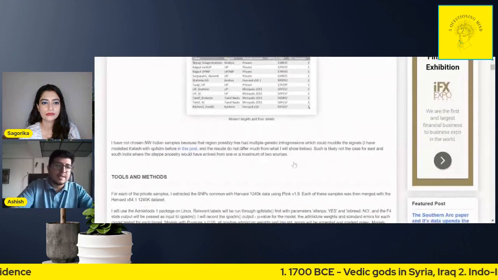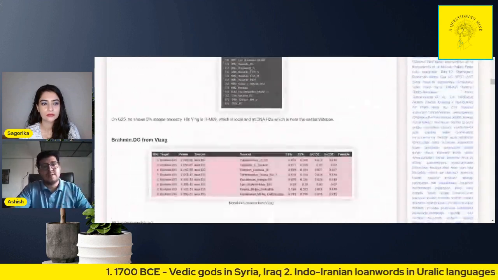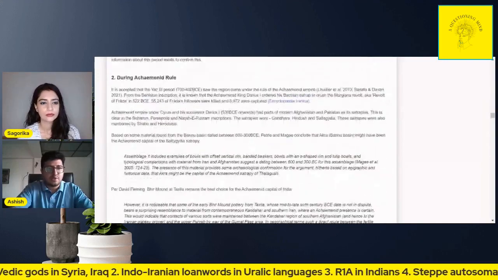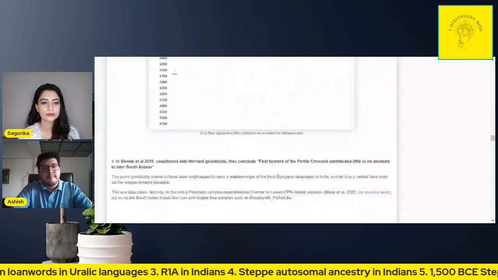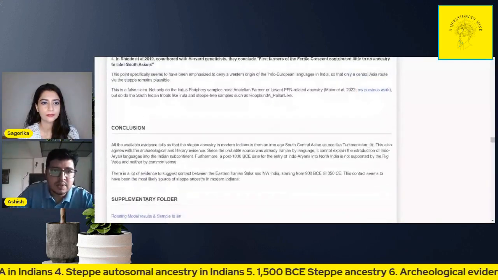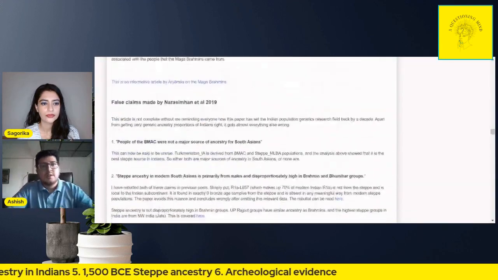Even if we just have one sample from each of these four periods, we can figure out how the ancestry changed over each of those 500 years. But they don't have any of that. Yeah, just about conclusions. Yeah, these four points. Let's go through them.